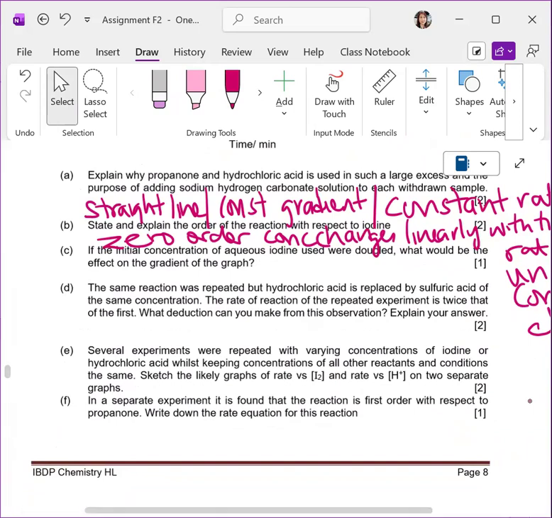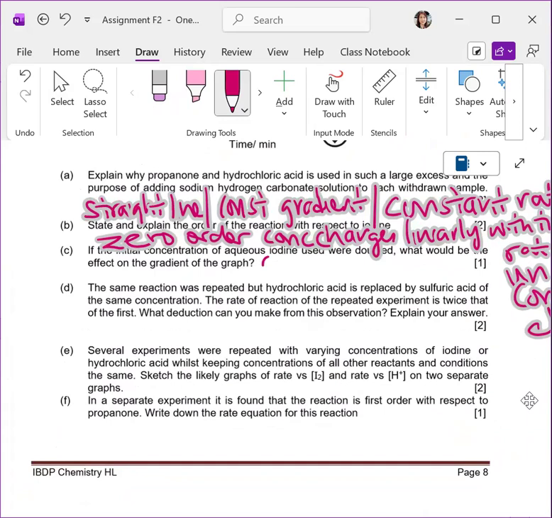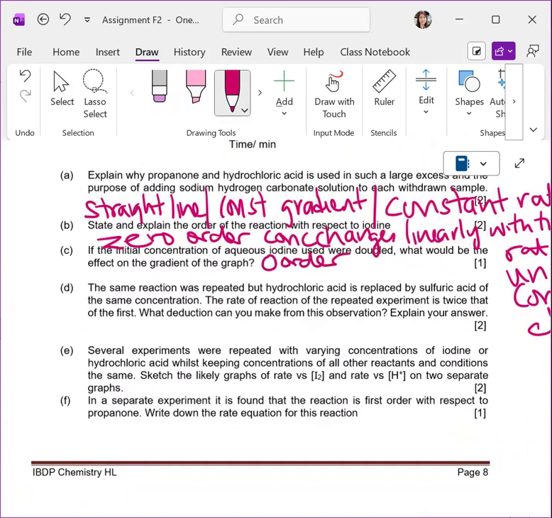We deduced the order just now, and we deduced that the order was zero order, right? Zero order. So that means the rate is not going to be affected by the concentration. So what will be the effect on the gradient? There should be no effect because the gradient is the rate and the iodine concentration has no effect on rate.